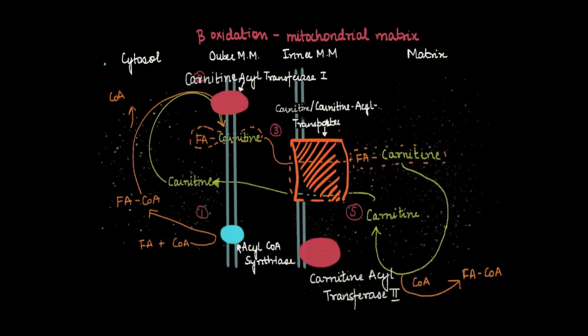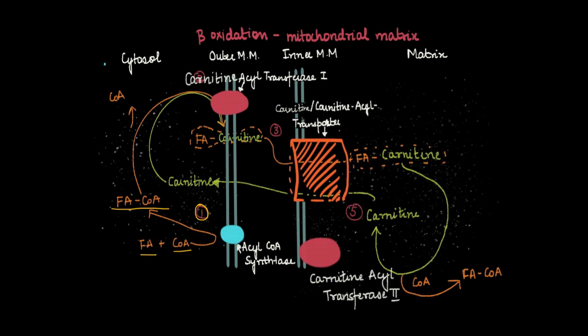Now let's see how the transport actually occurs. We'll begin from here, which is the first step. First step में क्या हो रहा है? जो fatty acid present है, it is combining with coenzyme A with the help of acyl coenzyme A synthetase enzyme, and it is being converted into fatty acid coenzyme A.